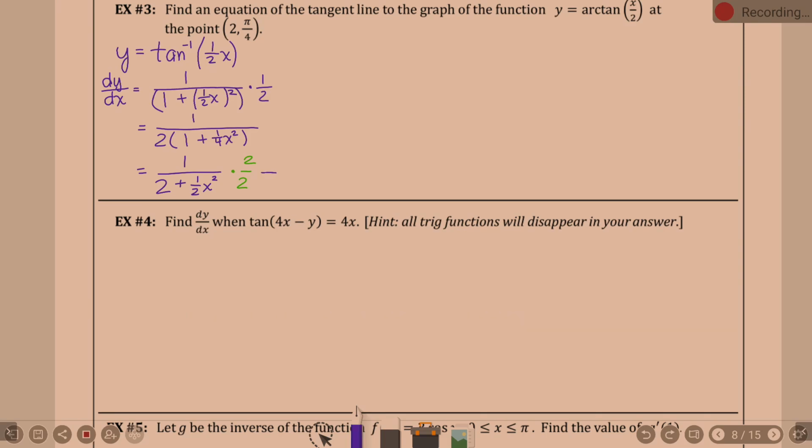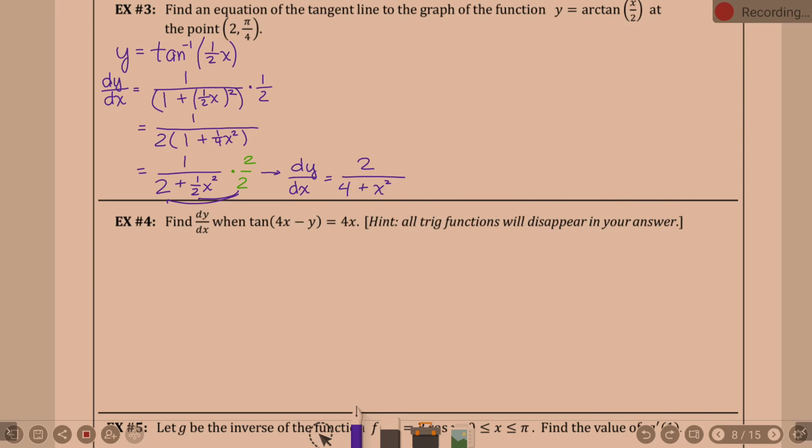So now, I'm going to have dy dx is equal to, on top, 1 times 2 is 2. In the denominator, distribute this 2, yes? 2 times 2 is 4, plus 2 times 1/2 x squared is x squared. So it cleaned up quite a bit, yes? Okay, that is my dy dx.